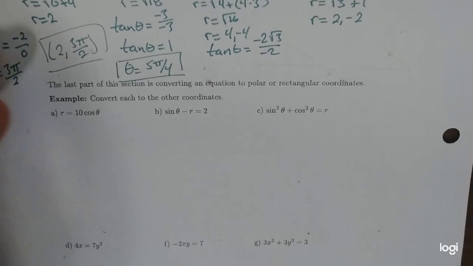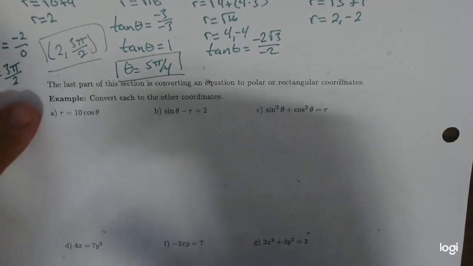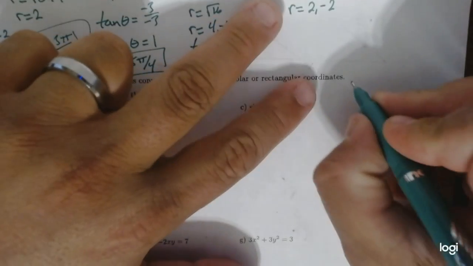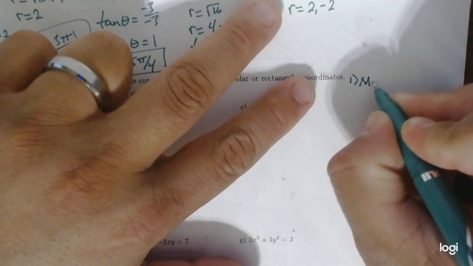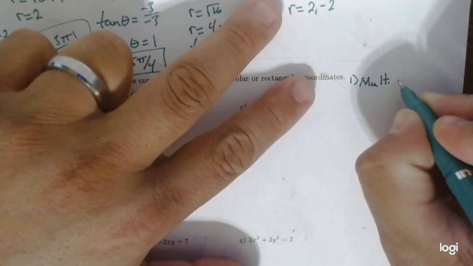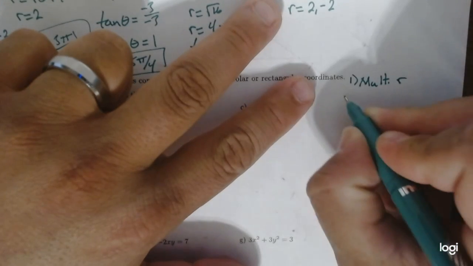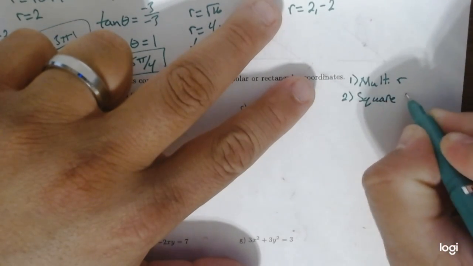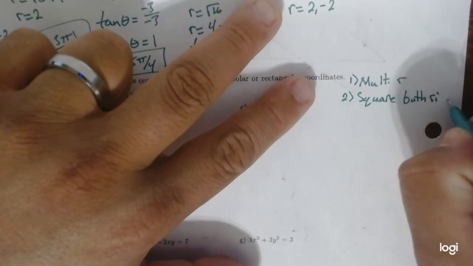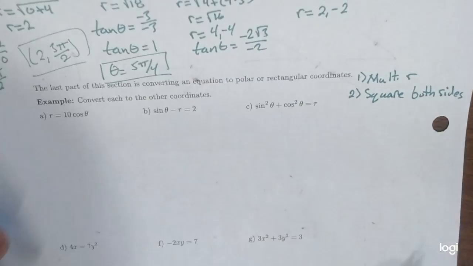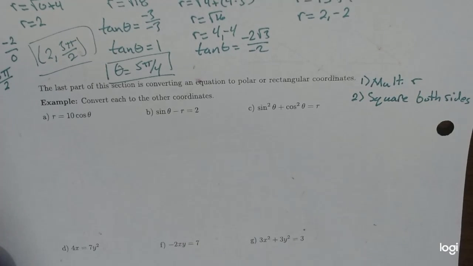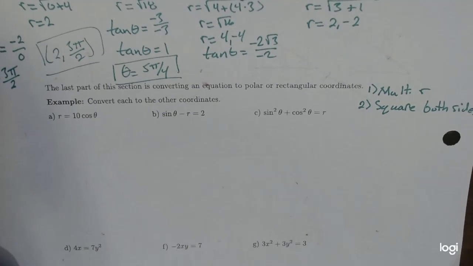Now, when it comes to these parts, the easiest way I can think of to give you a little scenario is two major things. The first thing is we're either going to be multiplying the entire equation by r, or we're going to be squaring both sides. Those are the two major strategies we're going to be using to convert one to the other, and vice versa.